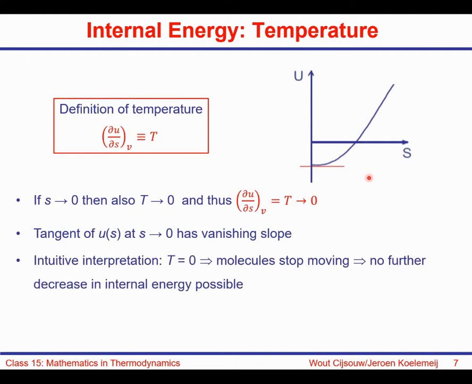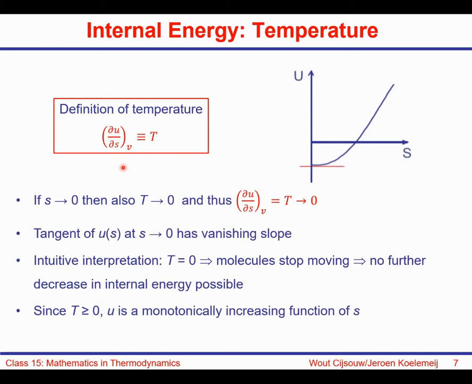And the intuitive interpretation of what's going on is the following. When the temperature of a substance becomes 0, then the molecules that make up the substance just stop moving. Everything freezes out. And there's nothing you can do to reduce the temperature even further. There's no further decrease or change of the internal energy possible, and that's reflected by this partial derivative becoming 0.